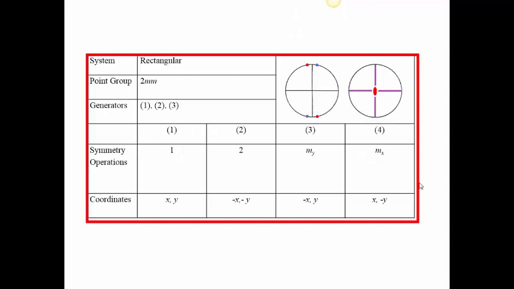Here's our appendix, and again you can see we have 4 elements, and they are indicated by the identity and the twofold, and then the third one is the mirror, and the fourth one is the mirror perpendicular to it. And here we have the generators. The generators this time refer to the identity, the twofold, and the M sub Y. The rectangular system, we'll tell you about that later.